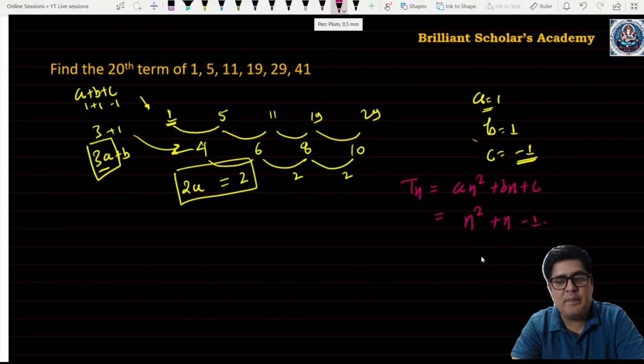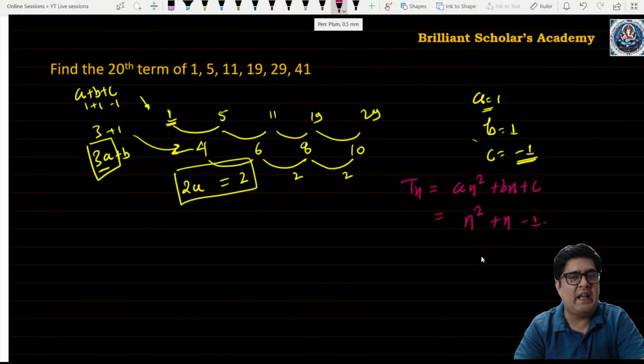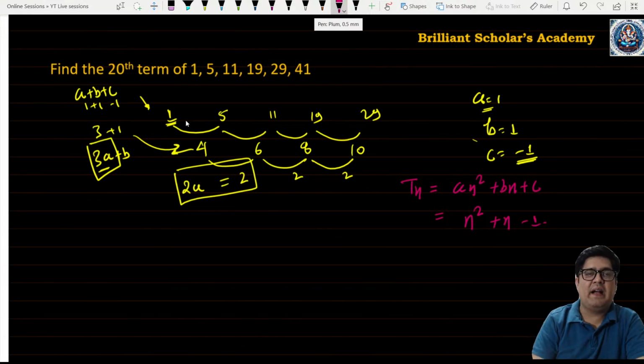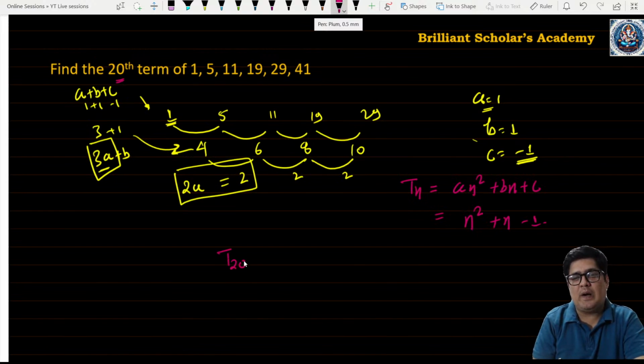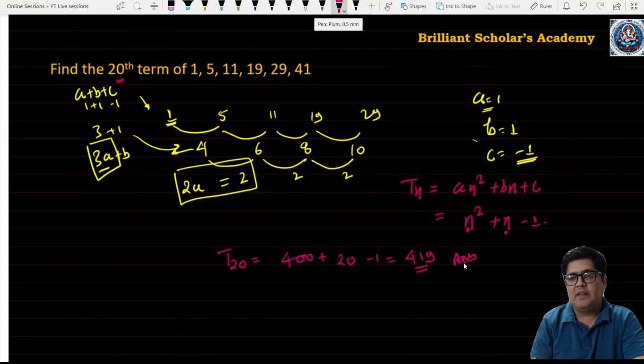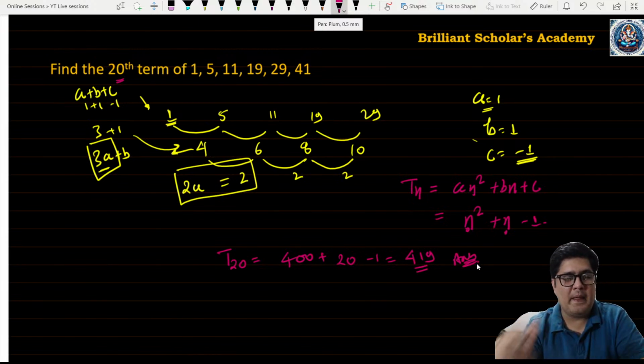Once you know the general term, you can find out whatever value you want. You want to find out the 20th term. So what you do is you put 20 in the position of n. Put 20 here, that makes it 400. Put 20 here, that makes it 20 minus 1. That is 419. That turns out to be our answer. 420 minus 1.